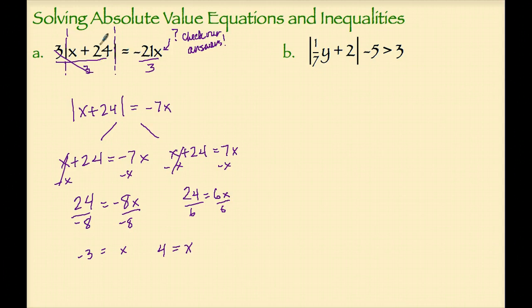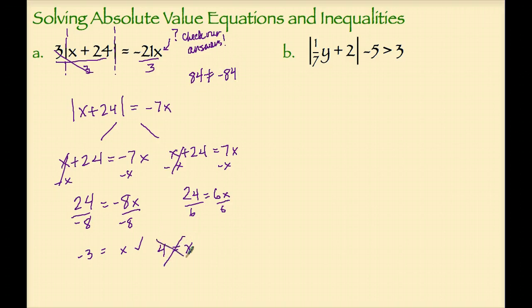Negative 3 plus 24 is 21, the absolute value of which is 21, times 3 is 63. On the right side, negative 21 times negative 3 is also 63, so x equals negative 3 is a valid answer. Let's try 4. 4 plus 24 is 28, times 3 is 84. On the right side, negative 21 times 4 is negative 84. 84 does not equal negative 84.